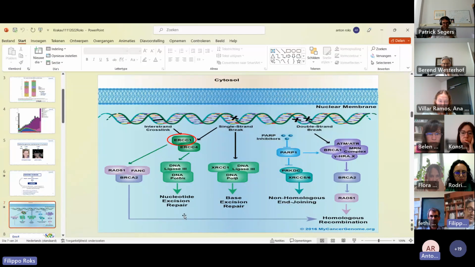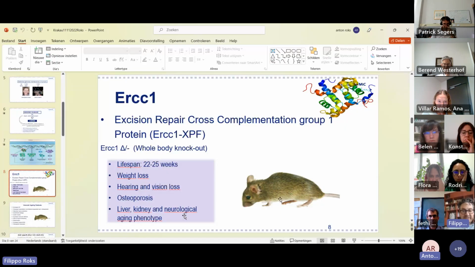So you block a number of repair processes in the body. And indeed, if you look at these mice, you see that they have not only a short lifespan, this is the whole body partial knockout called the delta minus. So it has one minus allele and one functionally crippled allele. And you see that they live shorter, they have cachexia, they have neurodegenerative processes that at some points also resemble dementia. They have osteoporosis, et cetera, et cetera.